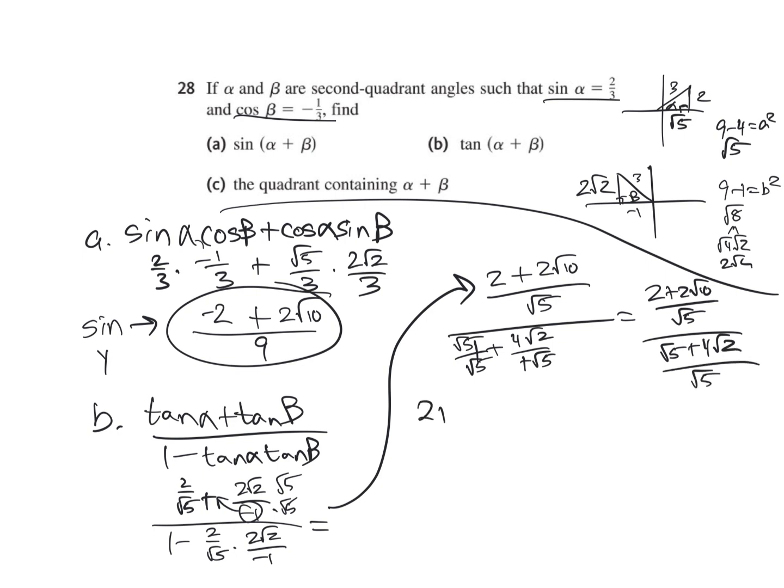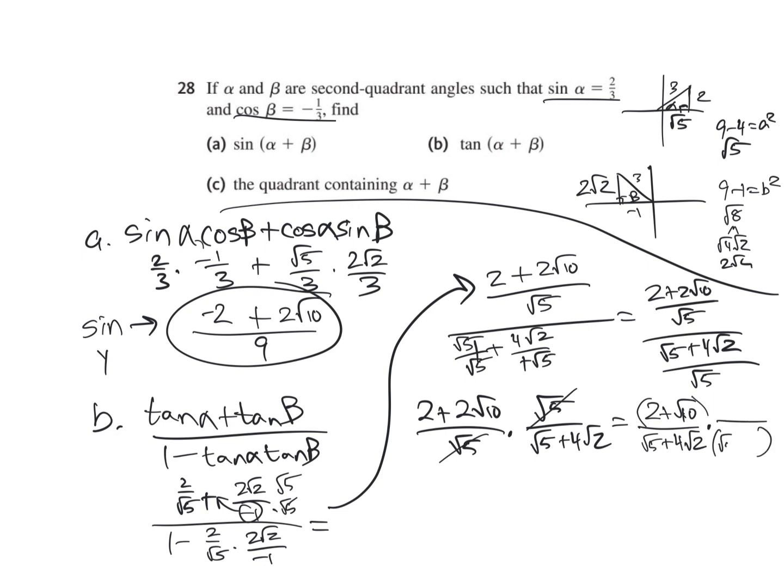So now we take the top times the reciprocal of the bottom. And we already see something's going to cancel. Square root of 5s are out. And now there's a problem here. We have 2 plus the square root of 10 over the square root of 5 plus 4 square root of 2. So now we have to multiply by the difference of squares, square root of 5 minus 4 square root of 2. So on the bottom, we're going to get 5 minus 16 times 2, which is 32. So the bottom is negative 27.